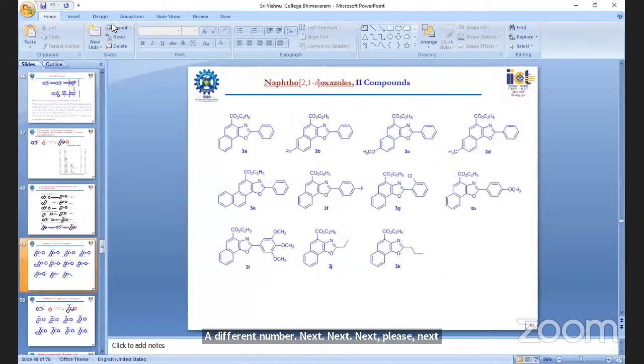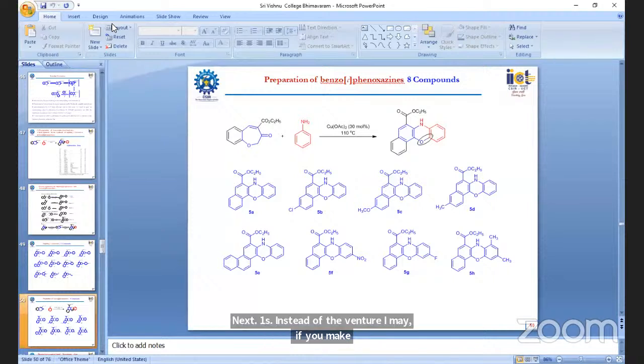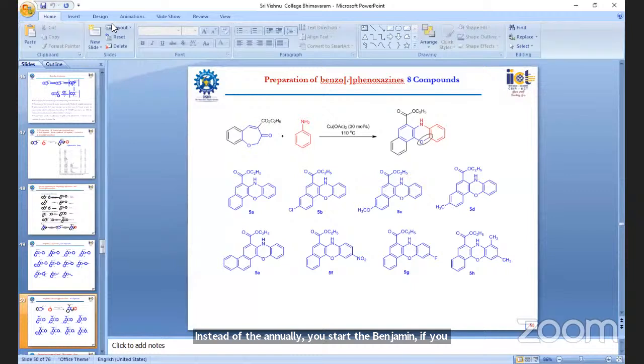These are the derivatives we made. Instead of benzylamine, if you use aniline, it is also a benchtop chemical available everywhere. If you take aniline instead of benzylamine, instead of the 5-membered ring you get the 6-membered ring. That means we got the phenoxazine, naphthoxazine. That means a novel transformation is happening by just changing the benzylamine to aniline.